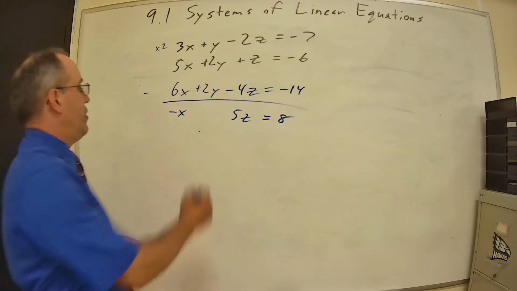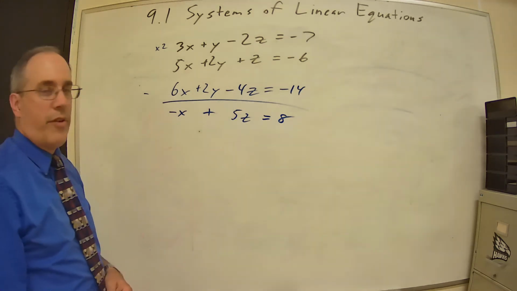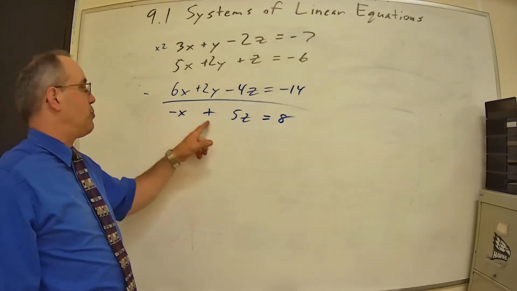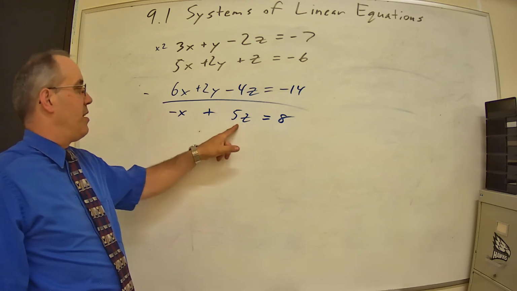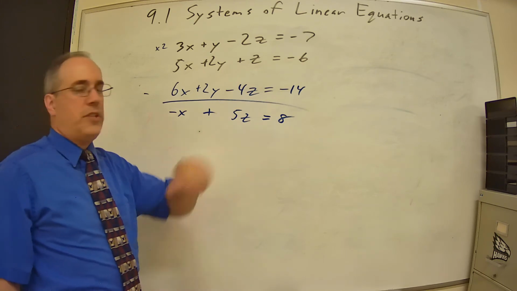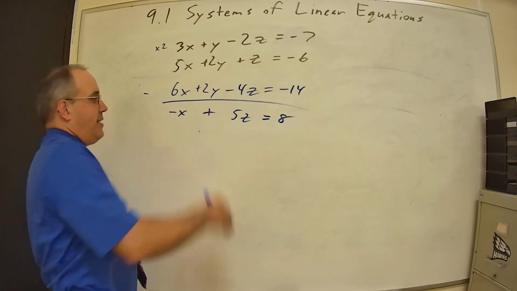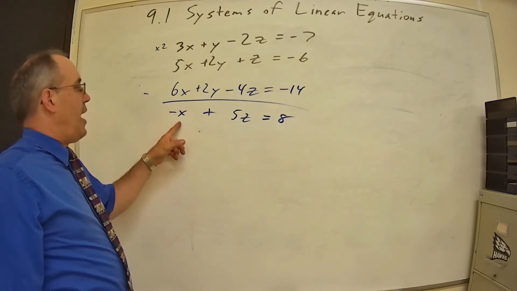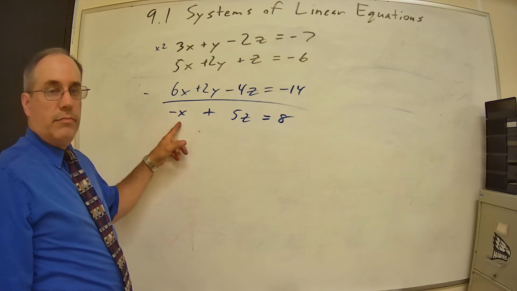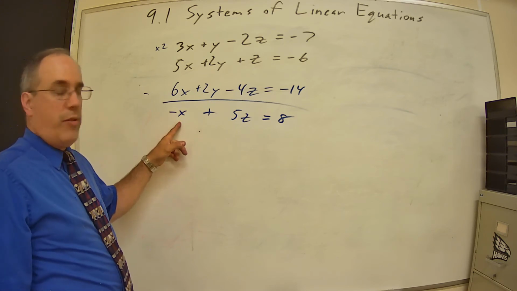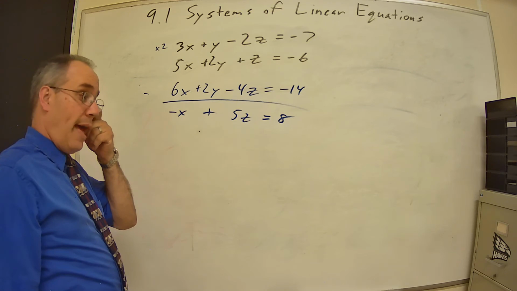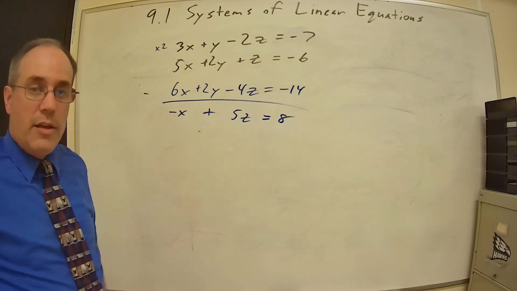So now I have, don't forget your plus in here, right? Now I have negative x plus 5z is equal to 8. Now, I see in this that solving for x should be really easy, which means I can then write x in terms of z. So that's what I'm going to do.